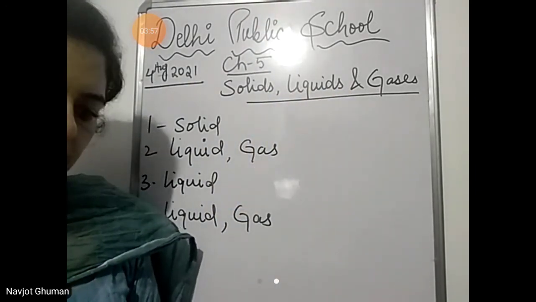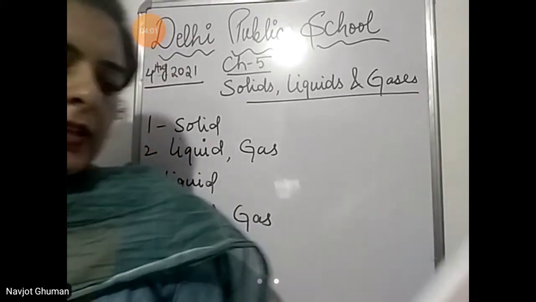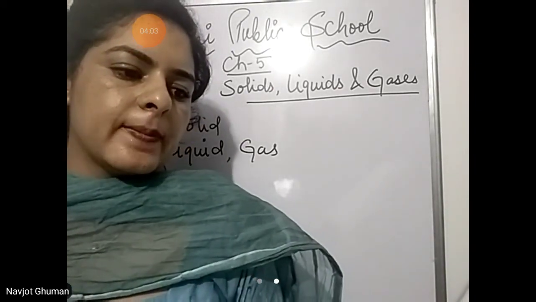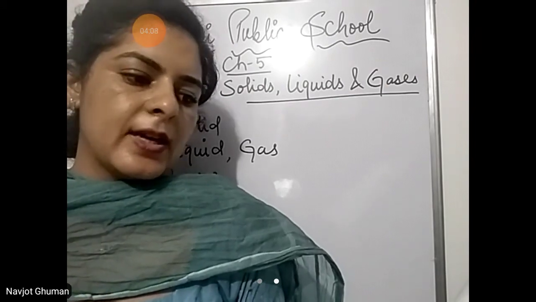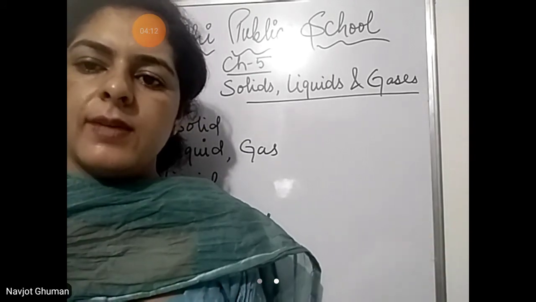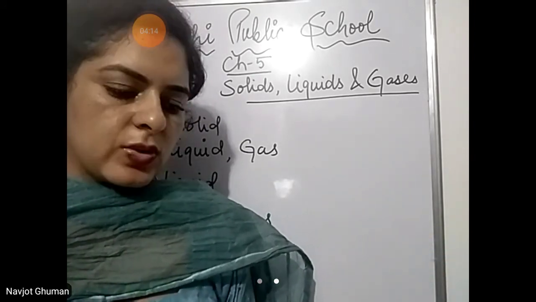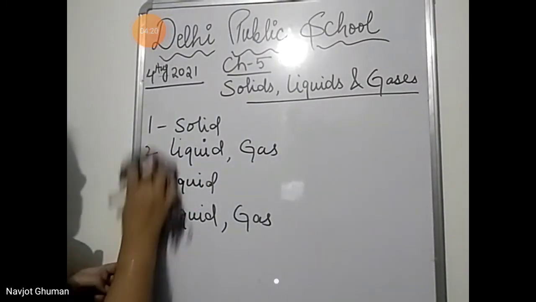So we will read one by one about these 3 forms. Different things exist in different forms. Some exist as solids, some as liquids, some as gases. Let us learn more about solids, liquids, and gases. So we will learn about the solids, liquids, and gases today. What are these forms? First, we will read about the solids. First topic is your solids.